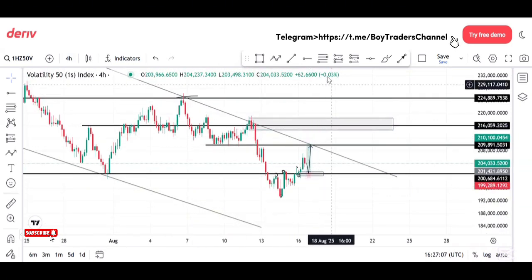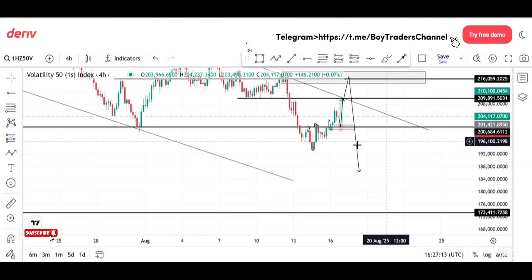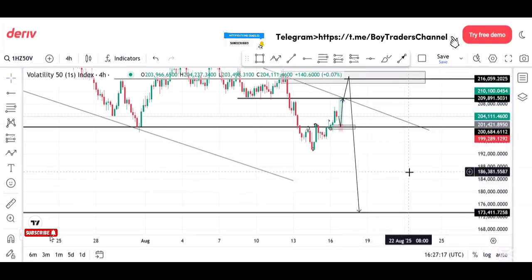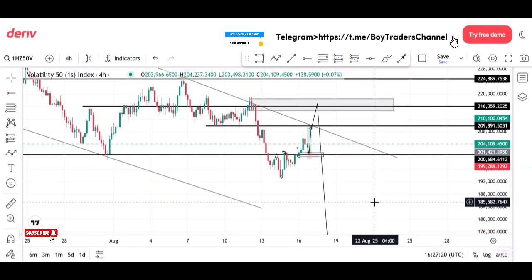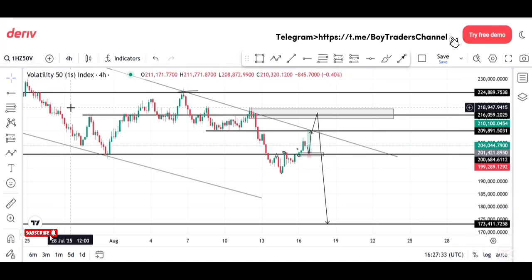Price buying to these highs, this 4-hour time frame zone, then gets the sell continuation. Sells expected to these points in the coming days. This new week we're getting into is likely to be a bearish week, that's if you can get the buys to these zones. So that's my analysis and prediction on the 51S index.